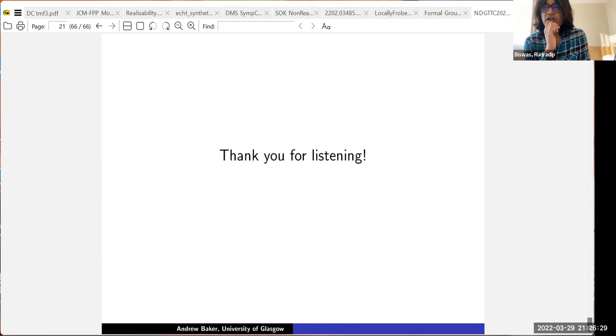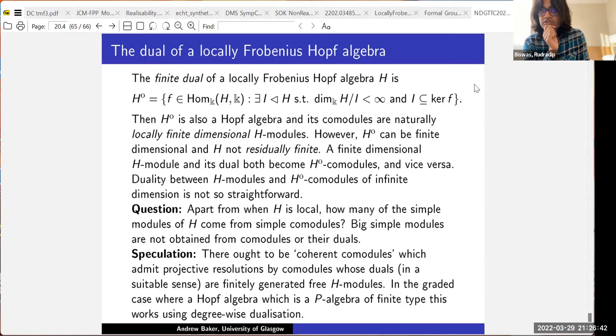Andrew, so I want to ask you something sort of silly. Can you go back to that last speculation? So you're saying there ought to be coherent co-modules. Well, I'm not telling you what I mean by that, really, but in the graded case, I can be absolutely precise what I mean by that. So roughly, you would expect there to be sort of co-presentation by finitely generated free modules, which happen to be injective, right?